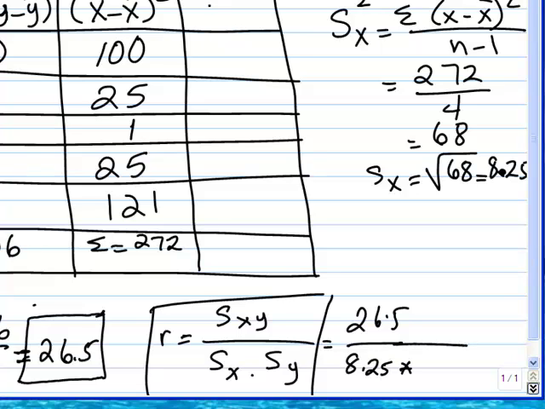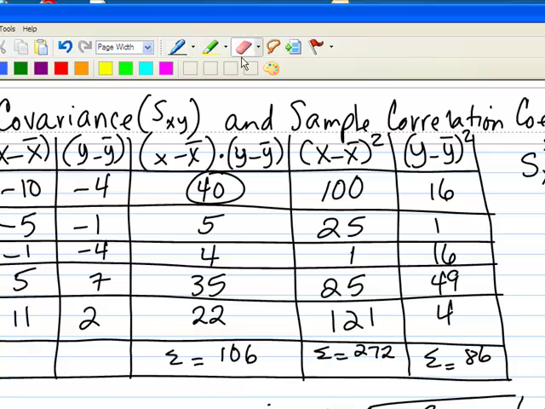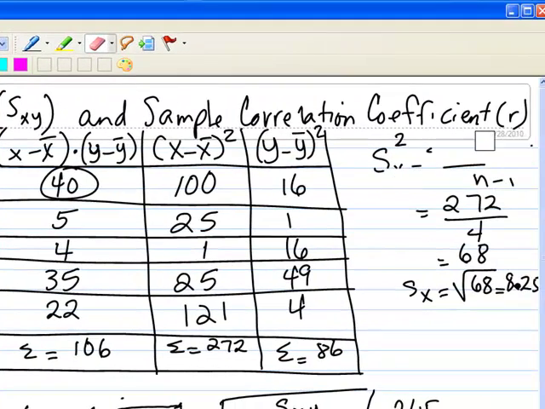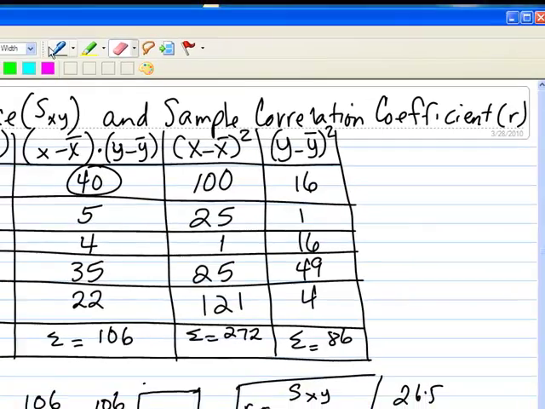Now we need to compute the standard deviation for y, so we need the y minus y bar column squared. We have the y minus y bar column, but now we need to square it. So negative 4 squared is 16, and then we fill the rest of the entries. The summation here is 86. So again, we can compute the standard deviation for y.